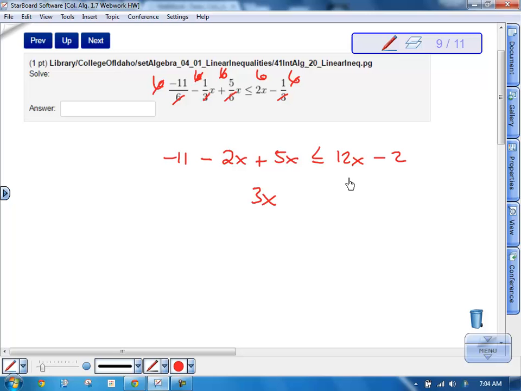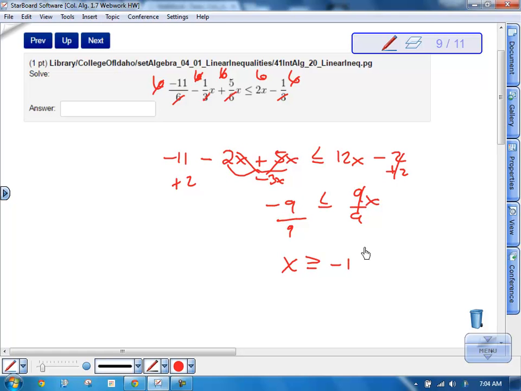So this would be 3x on the left side. I'll then subtract this 3x over to the right, so it would be 9x on the right. And I'll also add 2 to both sides. So it gives me negative 9 on the left. And I'll divide both sides by 9. And I get x is greater than or equal to negative 1 in my case. I don't know how it wants to enter this in. It doesn't say, so I'm guessing an inequality. So that'd be x is greater than or equal to negative 1, like that.